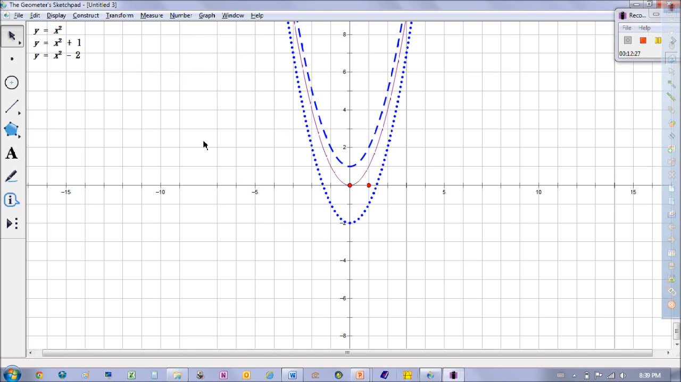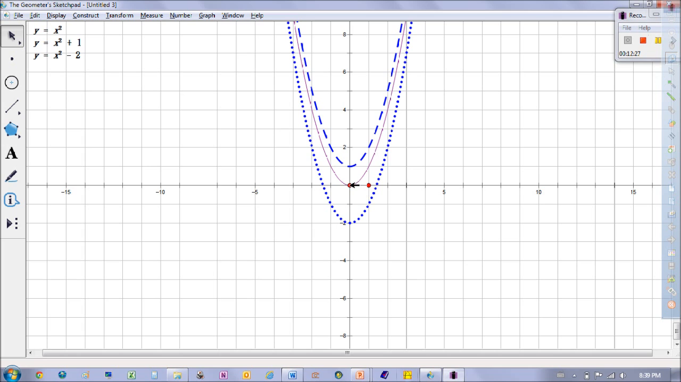So now let's look at the three functions. The first one is my baseline. It's the thin, continuous purple line. And that's my y equals x squared. Now, as soon as I added the q value of positive 1, my function has shifted up the y-axis by 1 unit. Now, its vertex has moved up.